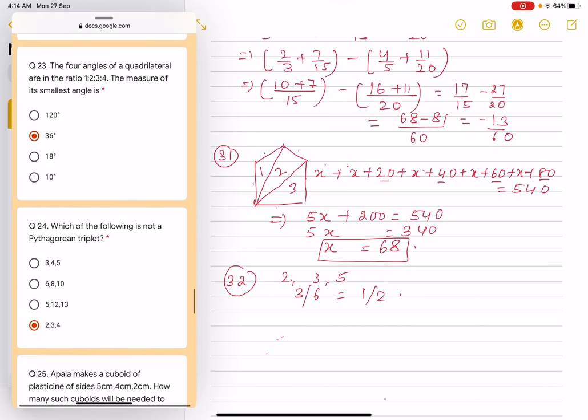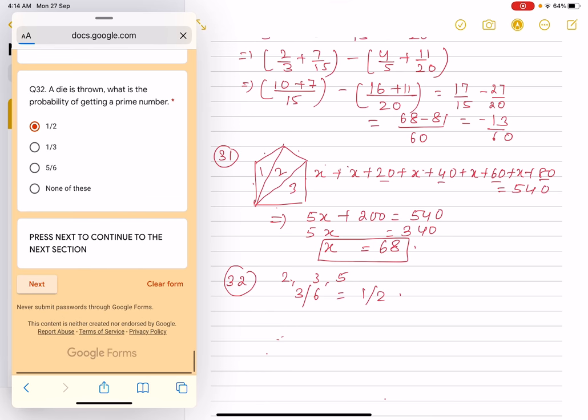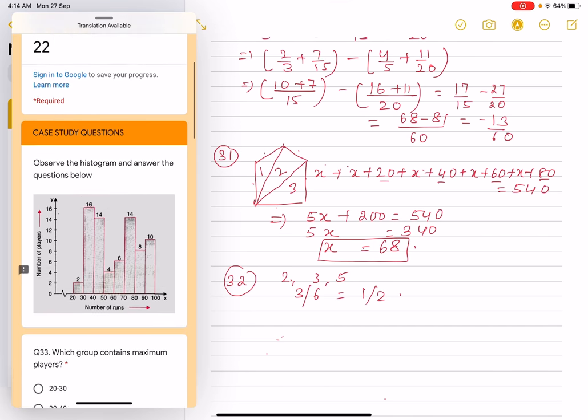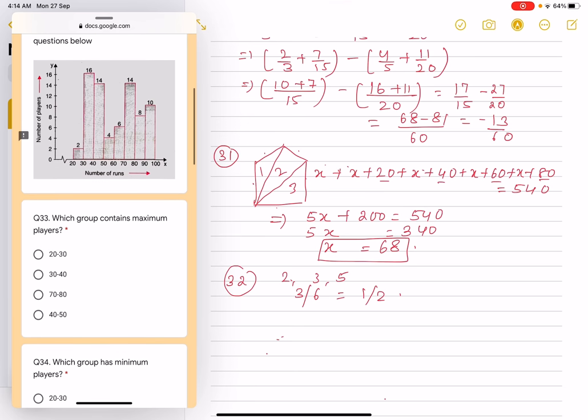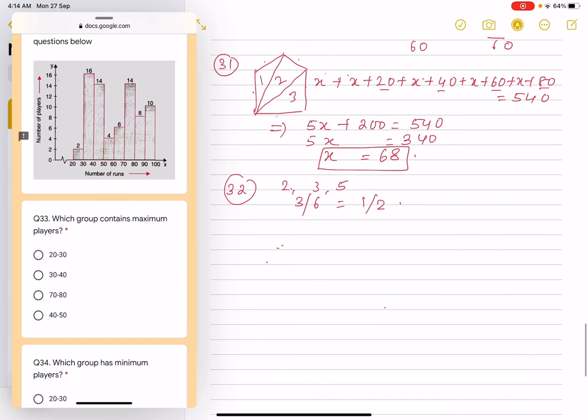Just submit for the next section. I have to go to the next section. And now it is the case study section. You can see the graph from 33.